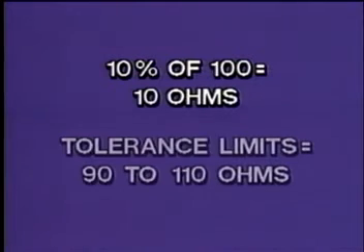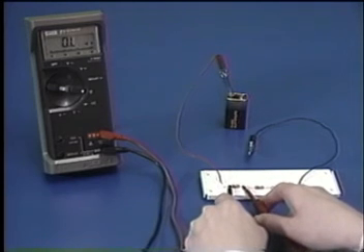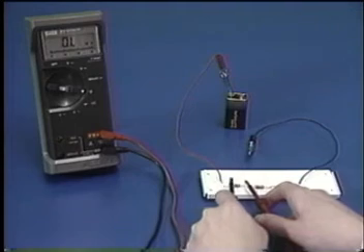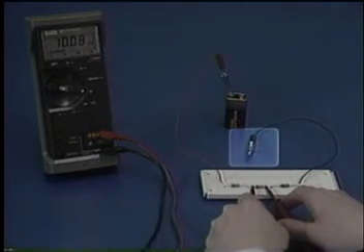10% of 100 equals 10 ohms. Therefore, the tolerance limits are 90 to 110 ohms. The rounded off measured value of 100 ohms falls within these tolerance limits, confirming that this is a good resistor. The procedures for measuring resistors in a circuit are identical to those you've just seen. However, be sure that the power to the circuit is disconnected.